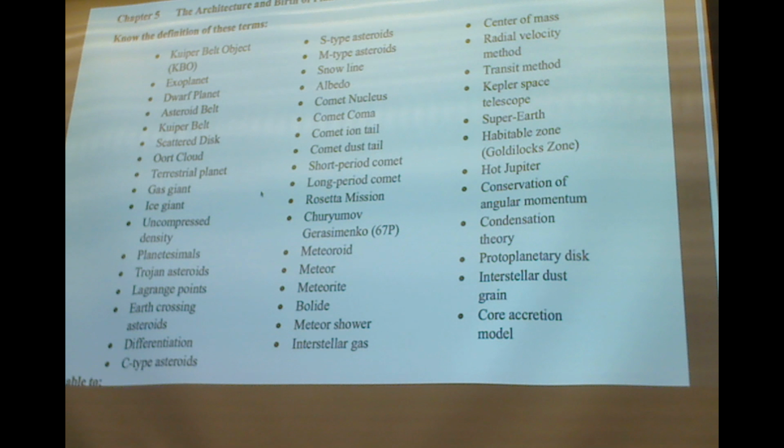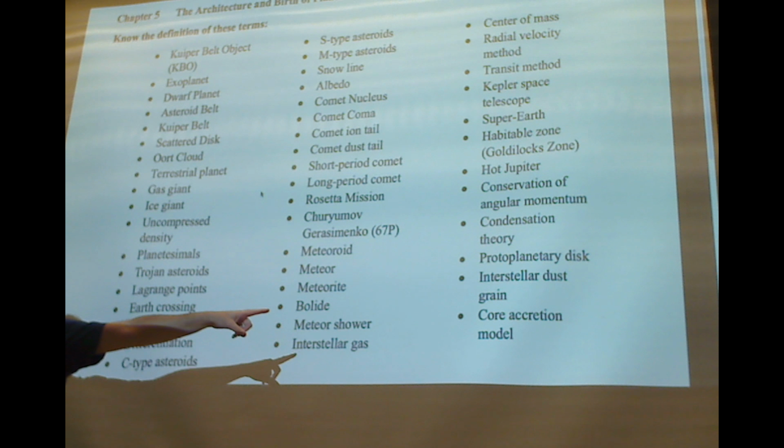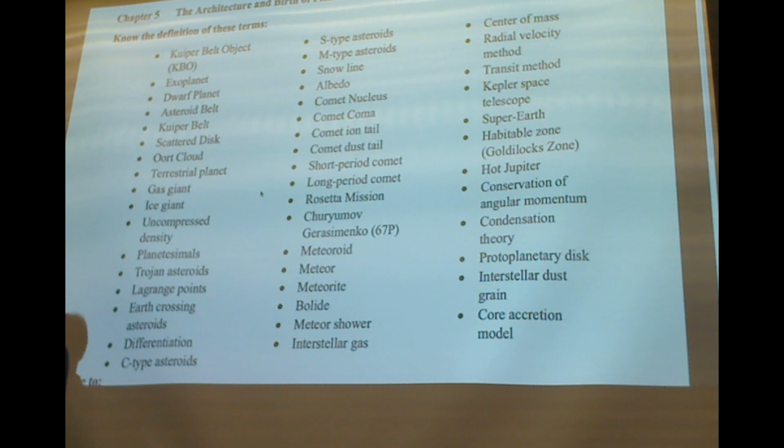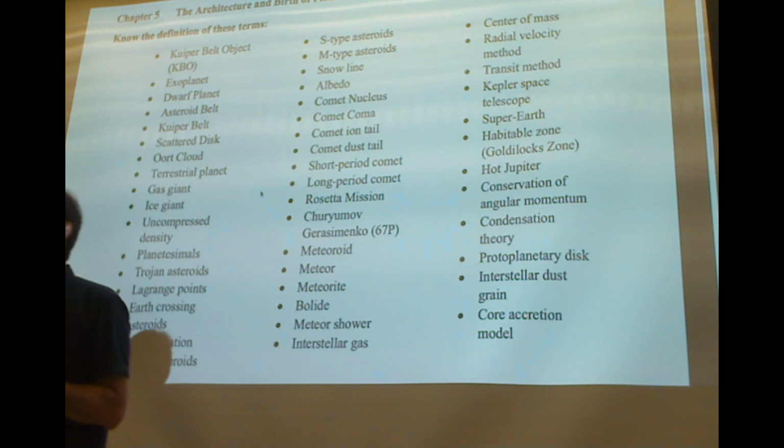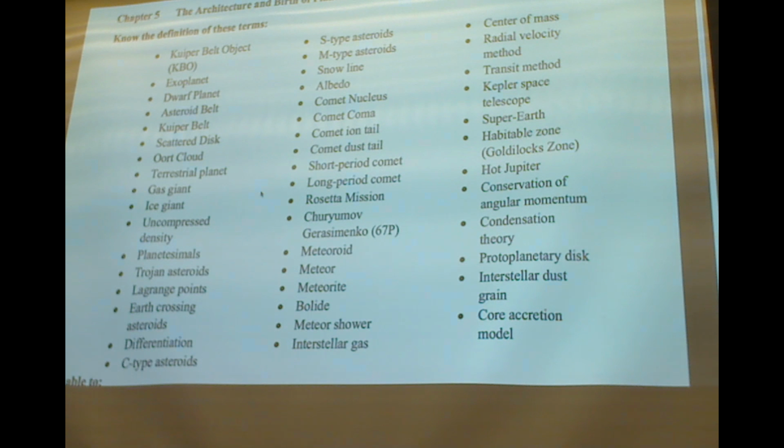Core accretion model. What does this have to do with? Which kind of planet do we talk about? Gas giants. That's what this is talking about. How do you make a gas giant? First, you need what? A core. Once you've got the core of metal and stone, then what? You start gathering the hydrogen and helium. So that's the core accretion model.